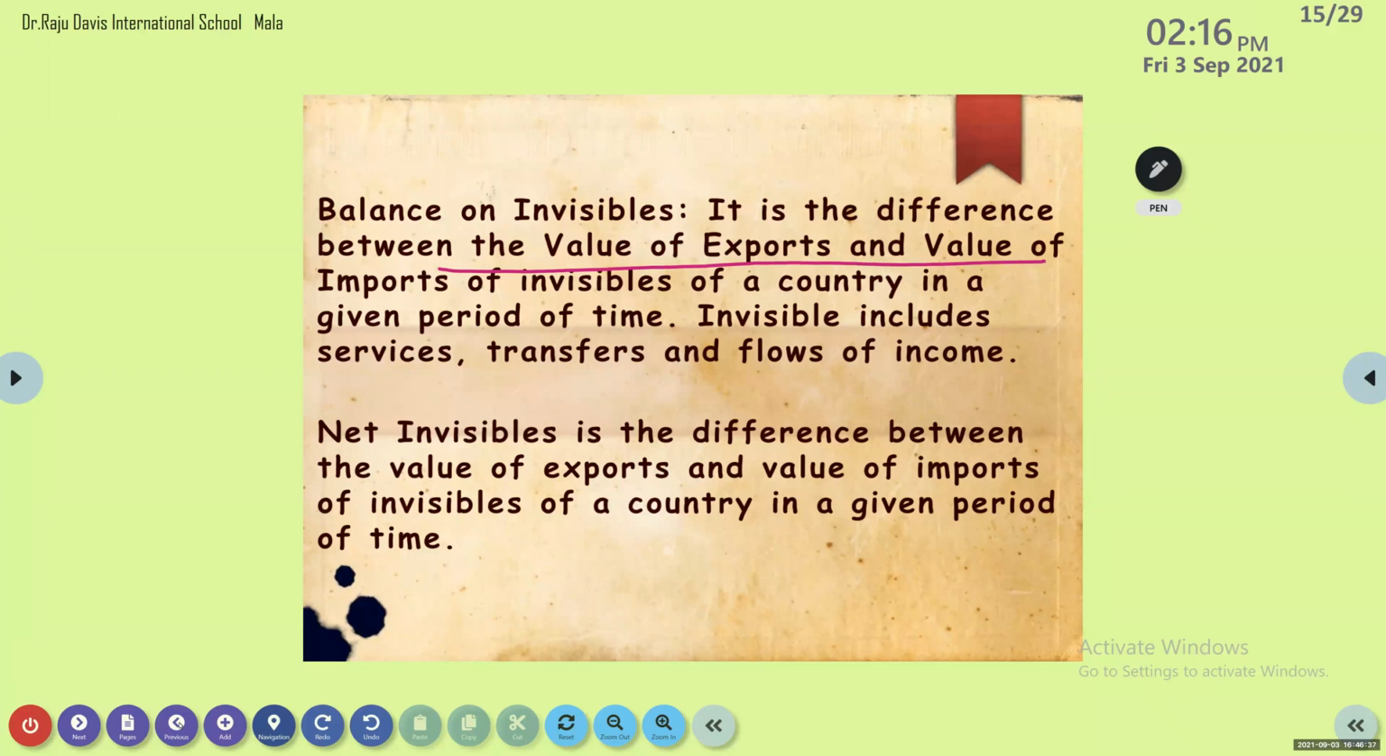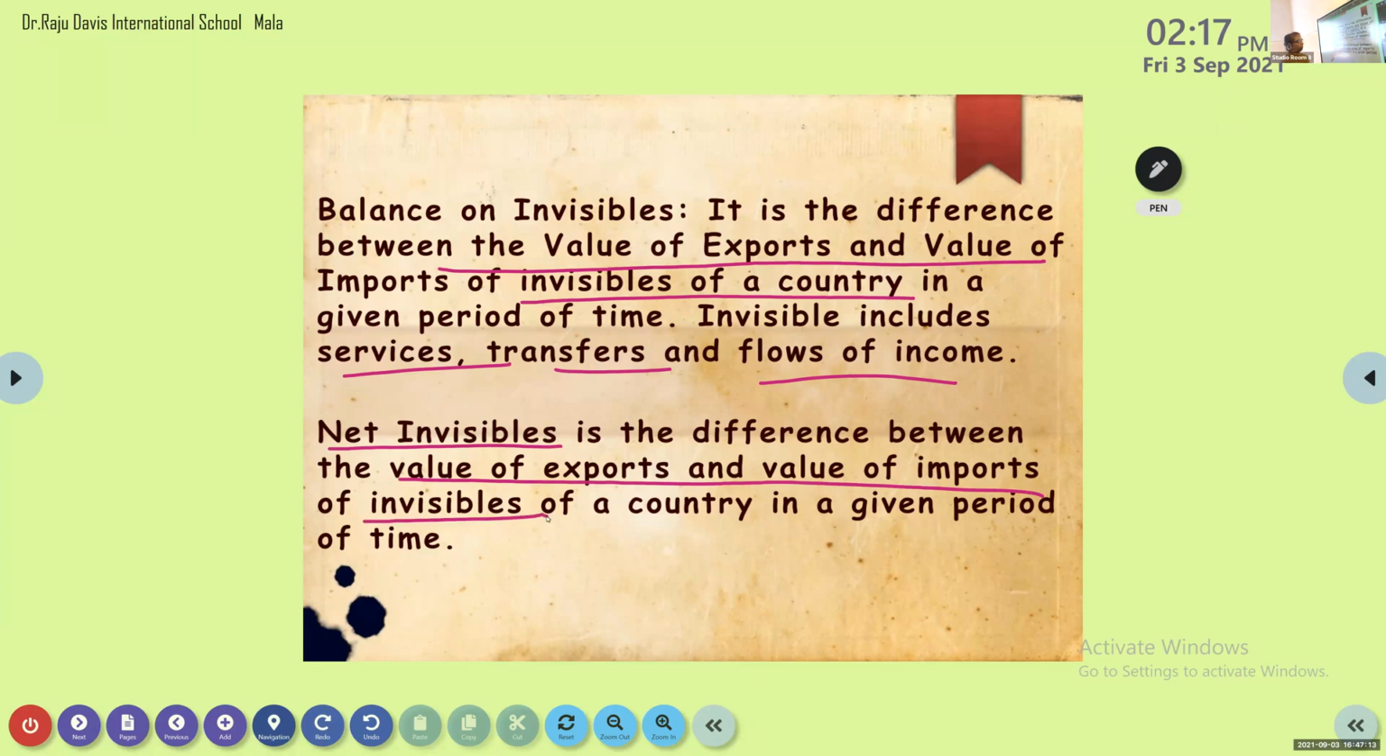So when we say balance on invisibles, it is the difference between the value of exports and the value of imports of invisibles of a particular country in a given period of time. There also you can see it includes services, transfers and flows of income between the countries, whether inflow or outflow. So net invisibles is the difference between the value of exports and value of imports in terms of invisibles of a country.